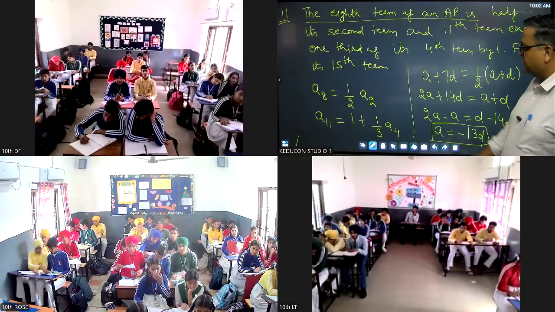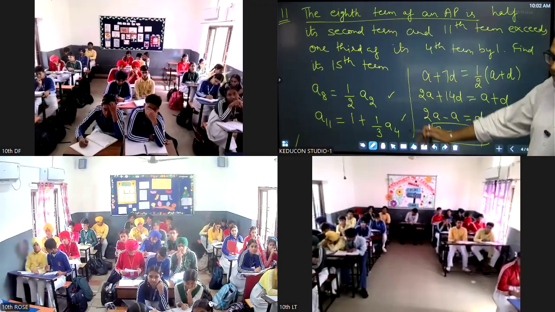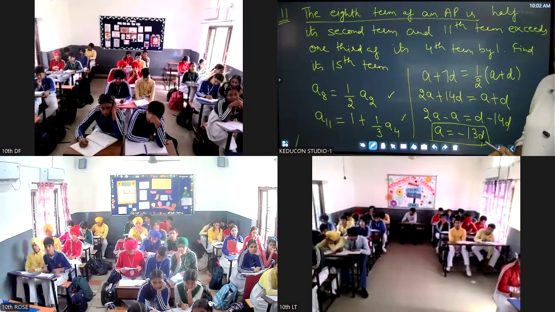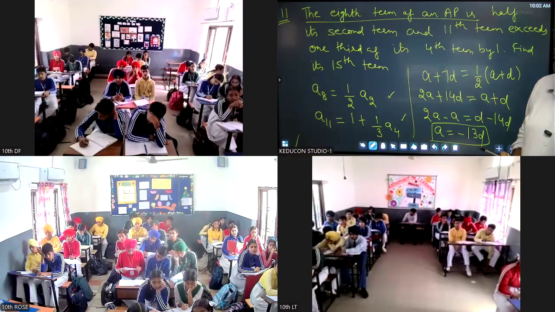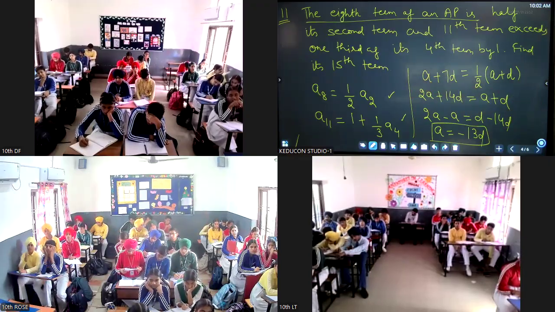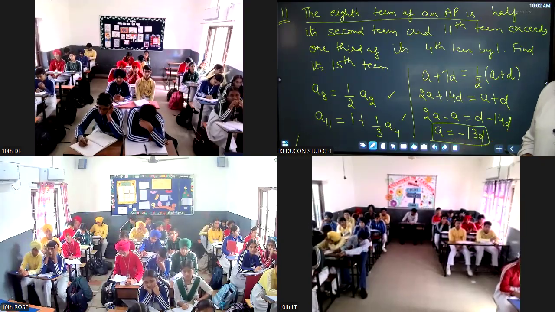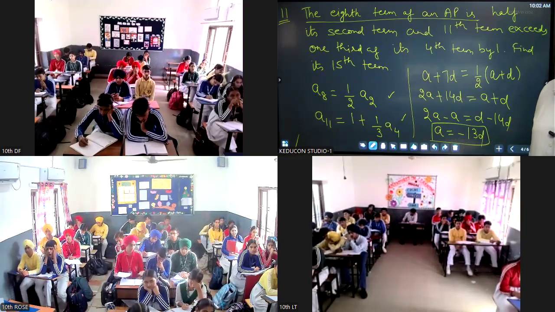Just look carefully. First of all, these two conditions were given. We have translated this equation in the AP form, in terms of A and D, and substituted. When we solve this first equation, we have got the relation: the value of A is minus 13D. Any doubt till this point?